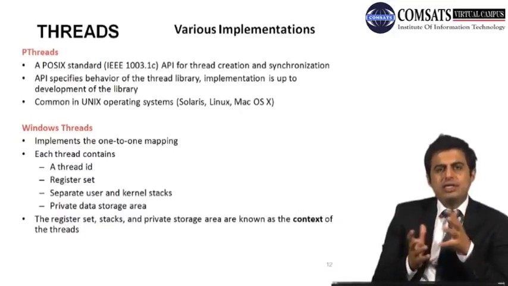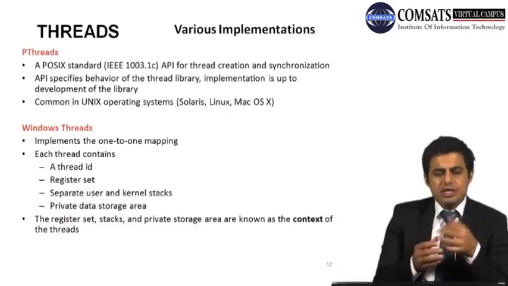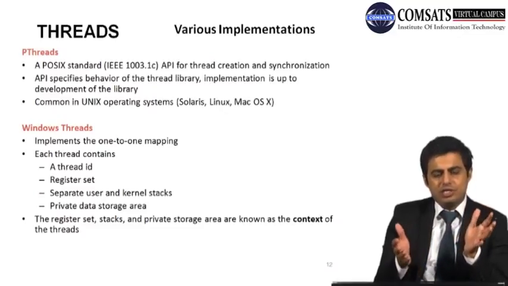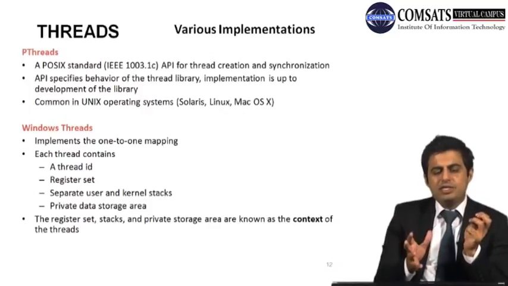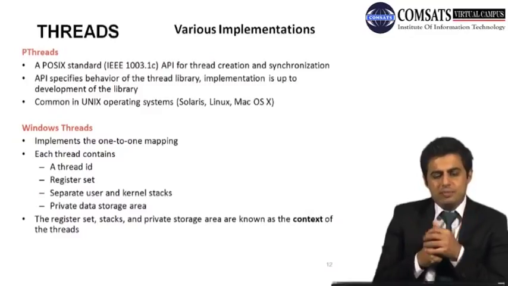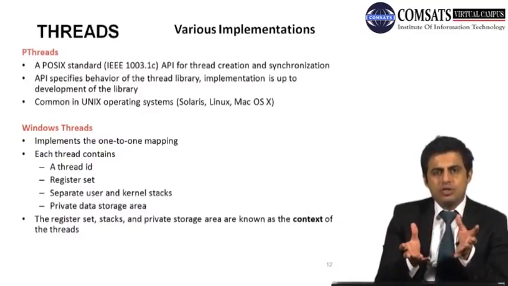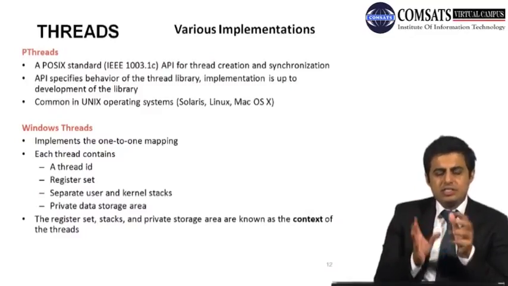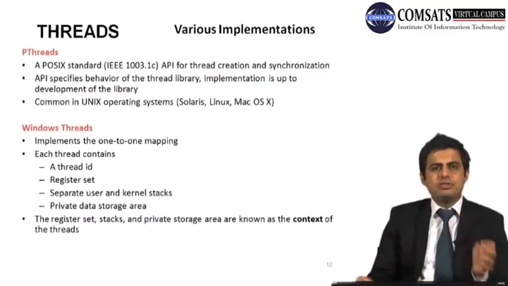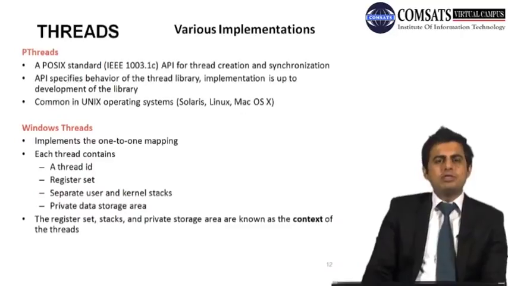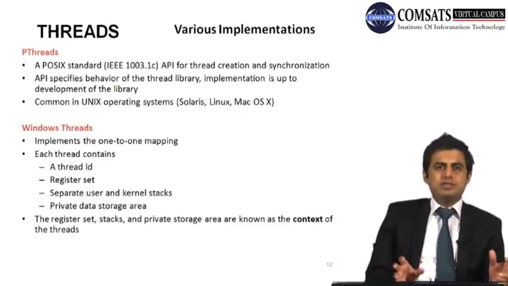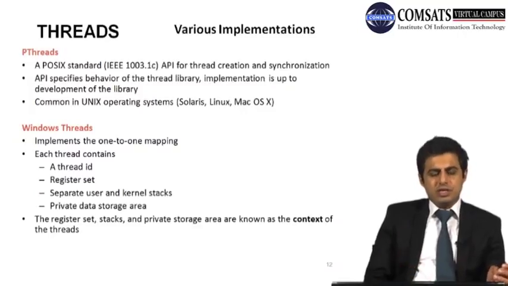So each thread can have its own set of registers, and there are separate user and kernel stacks for each thread. And there is a private data storage area as well, where every thread can store its own data. The register sets, stacks and private storage area are known as the context of the thread. So when you talk about the context of the thread, it means its private stuff, its private resources.